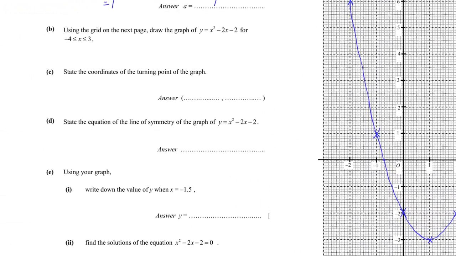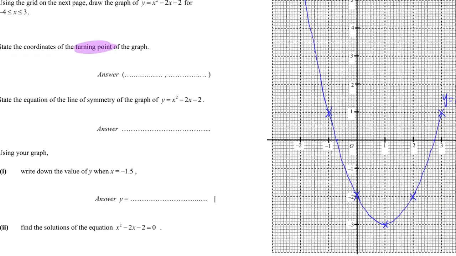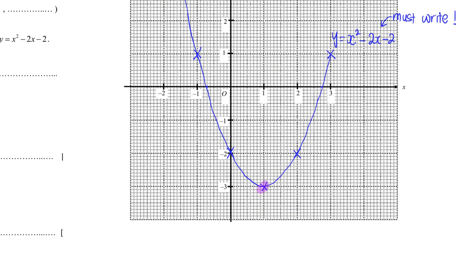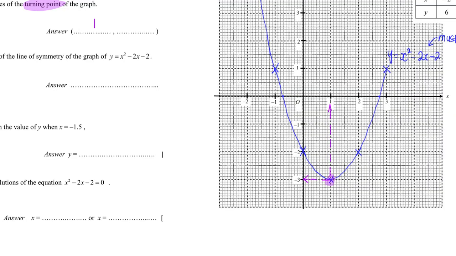Okay. State the coordinates of the turning point. The point where it turns here. It is always good for us to take note that to show that we got the answers from here, we always write the dotted line. So in this case, x is 1, y is -3. Remember to draw dotted lines.